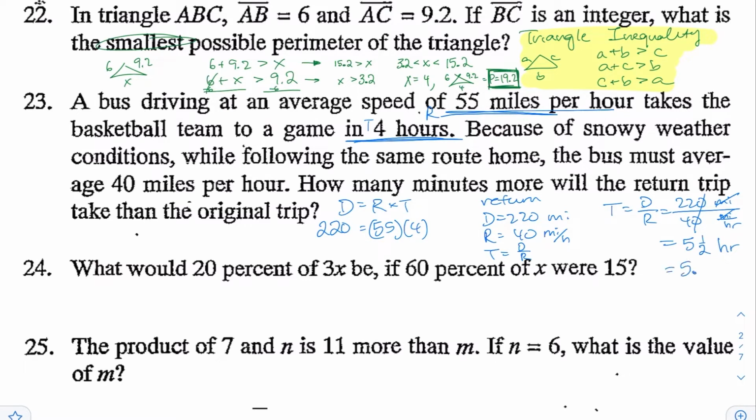Or 5.5 hours. So going from 4 hours to 5.5 hours, that's a 1.5 hour difference. And here, because you want minutes, that's going to be 1.5 times 60, which is 90 minutes. So the formula here is D equals RT. You have to do this 2 times, and you rearrange it to find the time.